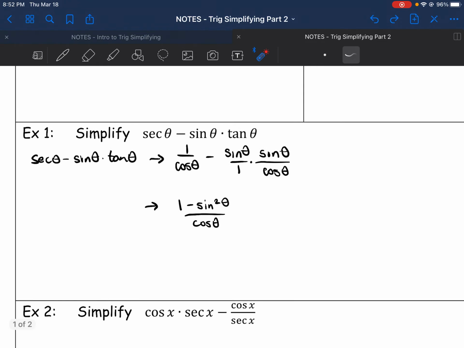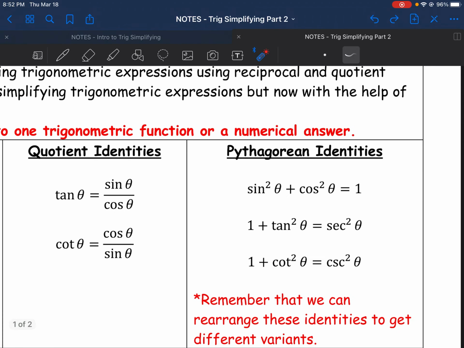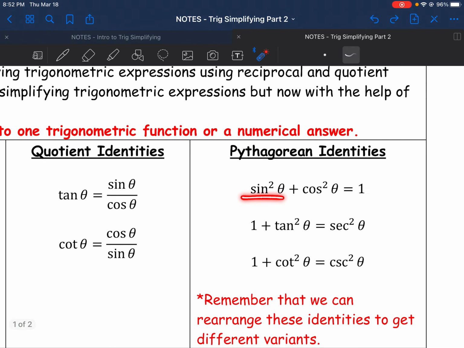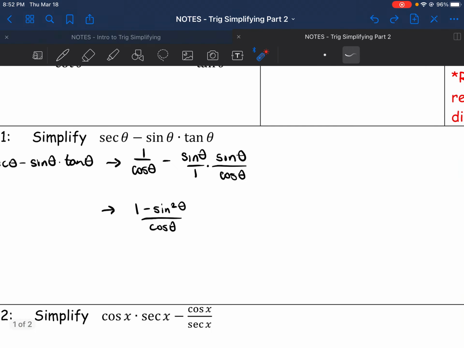Now, this is where we have to think about anything that simplifies. Notice that we have this 1 minus sine squared of theta. If we look at our Pythagorean identities, I have a sine squared of theta right here, and I have a 1 right here, and notice if I subtract the sine squared of theta to the other side, I get cosine squared of theta equals 1 minus sine squared of theta. So this 1 minus sine squared of theta is really a cosine squared of theta. So let's replace this with a cosine squared of theta.